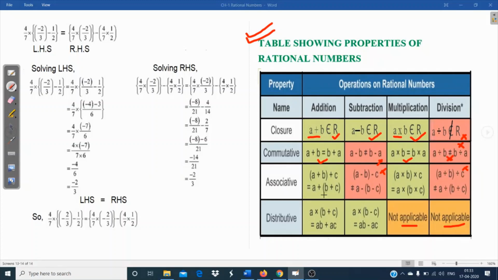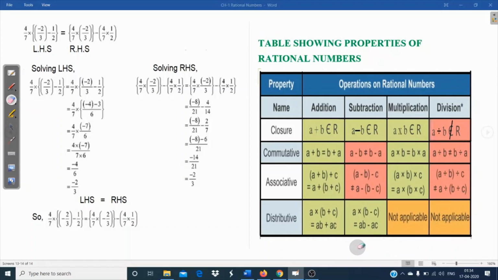Associative property over addition is true. Over subtraction, it is not true. Over multiplication, it is true. Over division, it is not true. Distributive property of multiplication over addition is true. Distributive property of multiplication over subtraction is also true. And for multiplication and division, it is not applicable. So you can see this, students. If you want, you can note down this table also. It is just a summary.